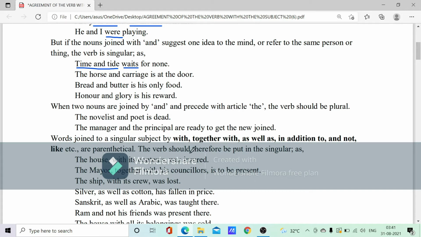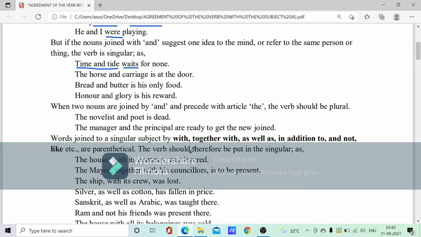Here you must not forget one thing, that if the article is preceded by both the nouns, in that case both the nouns signify two different persons, right? For example, if you say the novelist and poet, that means novelist and poet both are the single person, right? I mean, they are not two, right? Novelist or poet, both are one, they are not different, right? But when you say the novelist and the poet, that means they are two persons.